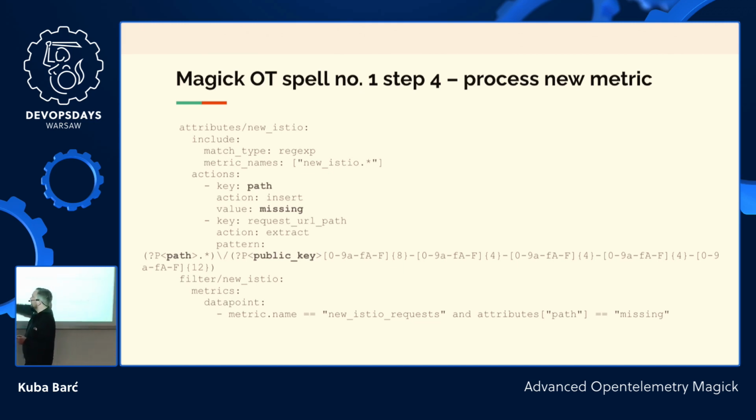The way I do that is, at first, I am going to insert a new attribute called path. I am going to set the value to missing, and then I'm going to process it using this regex. Nothing ever went wrong with using regular expressions. If you match exactly this, then the path is going to be extracted and added as an attribute, and so will public key. And the last step of that is, if I have this metric, this new Istio request, and the attribute path is missing, meaning I didn't match on this regex, just drop it.